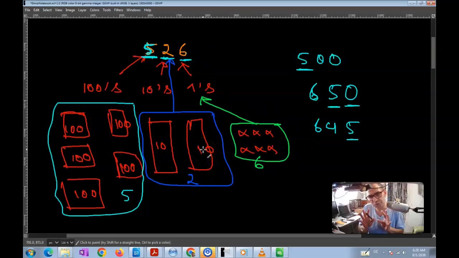Now, if you have understood this, we can do all kinds of things with these numbers. For example, we can compare them, which is what we will do in the next video.